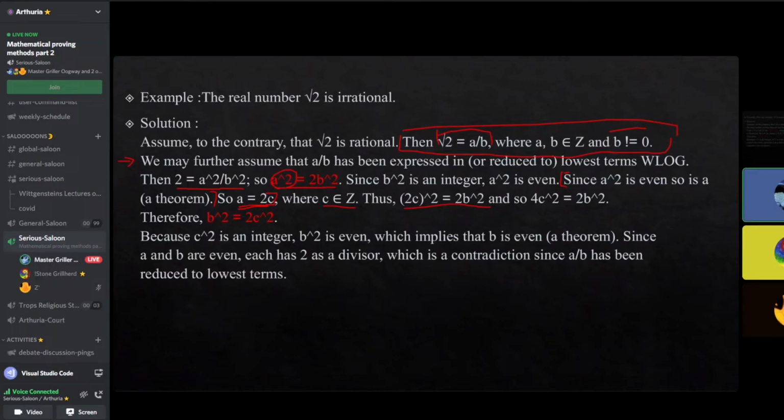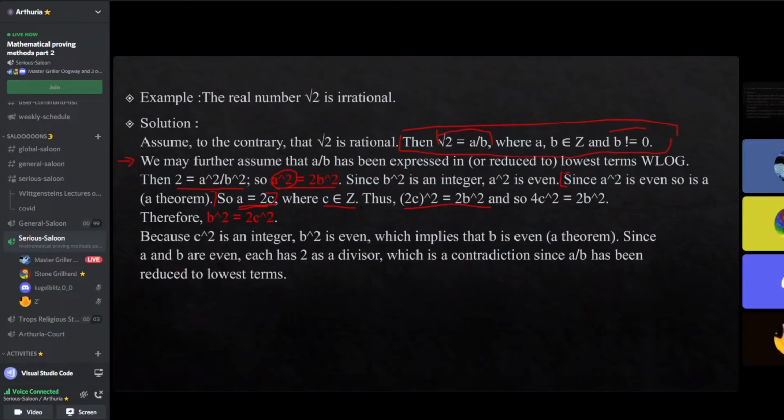Does anyone know what this means? It's a very important thing to always keep in mind with these kinds of proofs: what does it mean for a number to be odd, and what does it mean for a number to be even? In this case, we have shown that b squared is even, and by the theorem here, which we will not be showing, we know that therefore b is even.